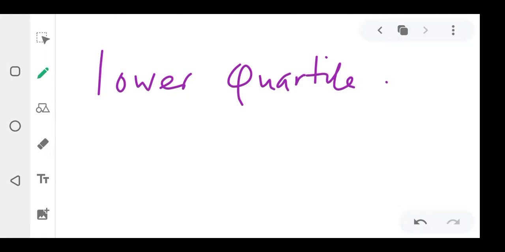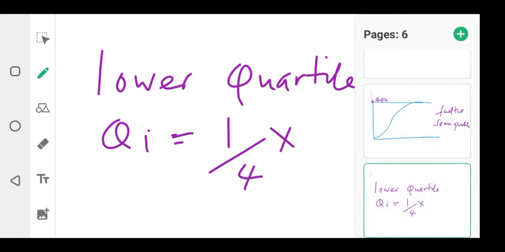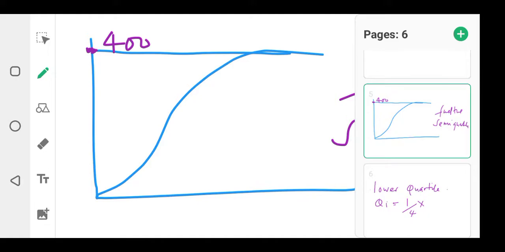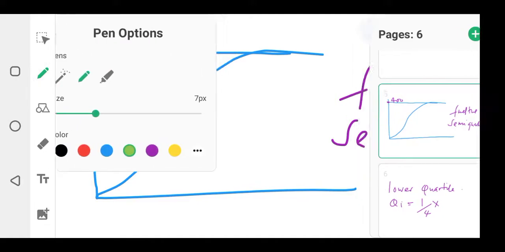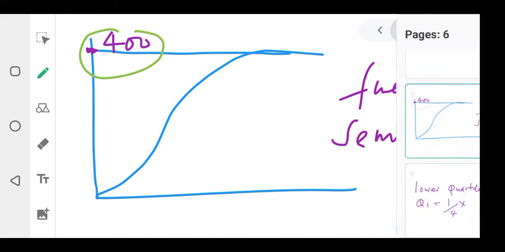The lower quartile, which is named Q1. What you do is you always put 1/4. The lower quartile is always 1/4 times the highest digit. So you go back to the graph. What is my highest digit? My highest digit there is 400. So I multiply that number by 400.